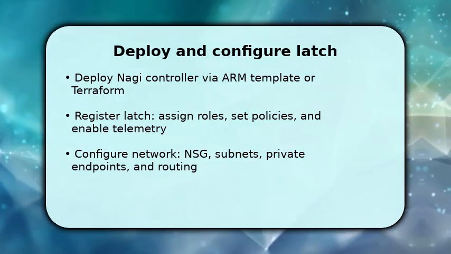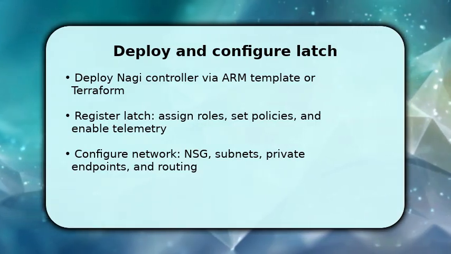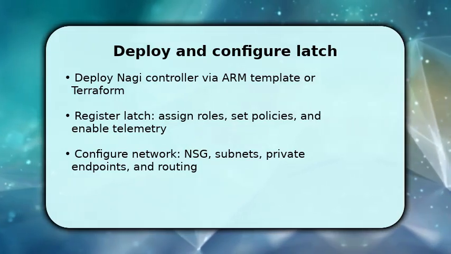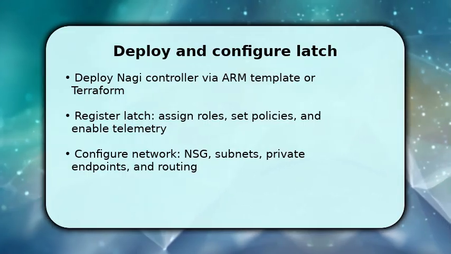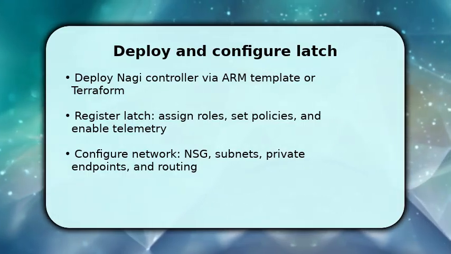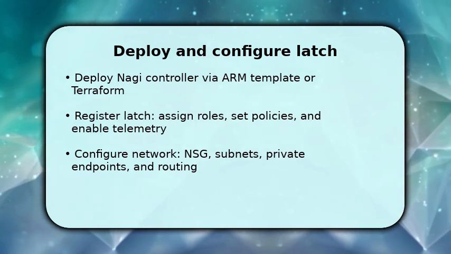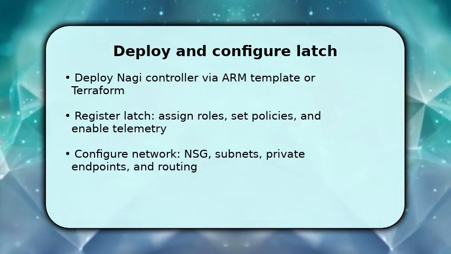Once the controller is up, register the Azure Latch by assigning IAM roles and creating the policy set that controls access. This determines who can actuate and when. Then configure telemetry and logging for auditability. Make sure to set NSGs, subnets, private endpoints, and routing so the latch only communicates on allowed paths, and validate endpoints with a quick connectivity check.